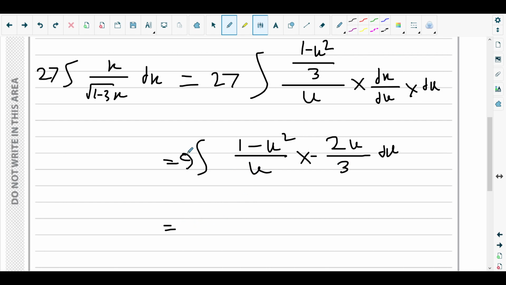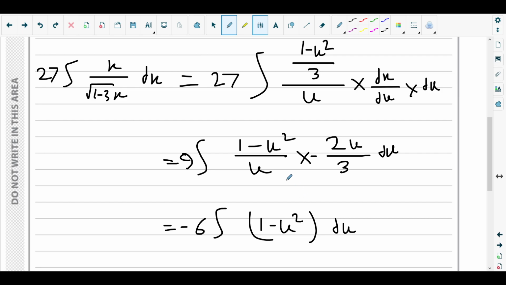So 9 over 3, that is 3, integral of 1 minus u squared. The u cancels out. There was a negative sign, so take this negative sign outside the integral. The 3 cancels out, the u cancels out, and you'll have the 2 there. So 2 times 3 is 6. So let us write 6 there instead of 3. That would give you 6 times the integral of 1 minus u squared du.